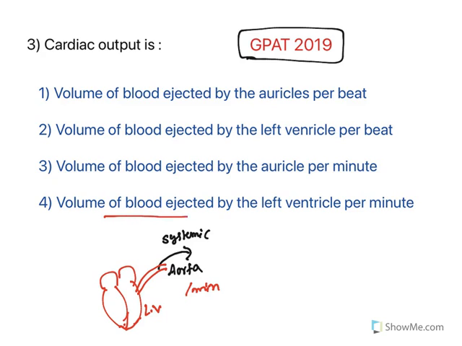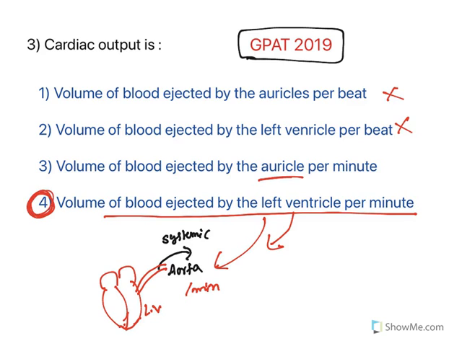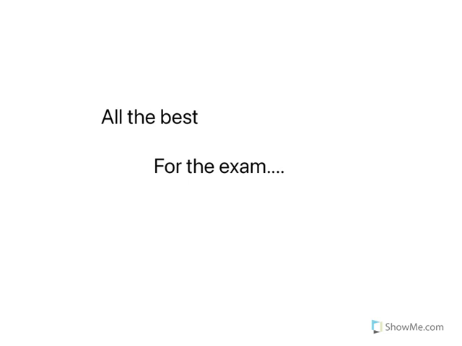Look at this: volume of blood ejected by the left ventricle per minute. This is what cardiac output is. All other things, it is not per beat, it is not by auricle, it is only by left ventricle. So you need to understand physiology and pathology to do well in this kind of questions. So this is tested in GPAT 2019.